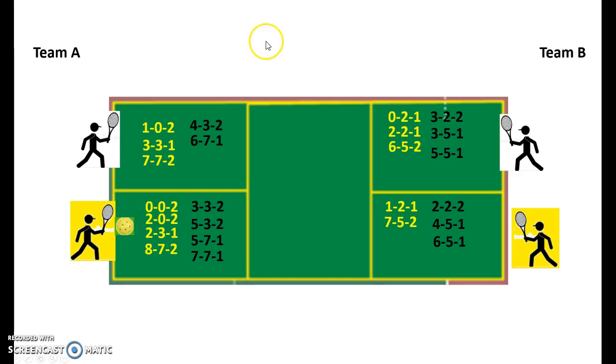So this definitely helps you figure out what the score should be. Should it be even or odd based on who's standing in the right-hand court? It also lets you know if people are out of position. So I hope this helps you understand the whole even-odd position thing.